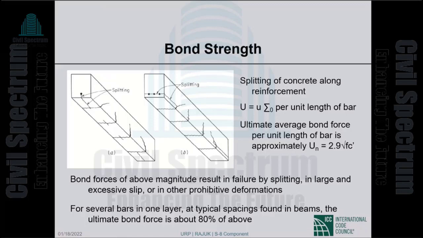For several bars in one layer, instead of the one bar as in the last picture, at typical spacing found in beams, the ultimate bond force is about 80% of above. So with closely spaced reinforcement, the splitting can start at 80% of this value of 2.9 square root of f sub c prime. This is all very, very important stuff, and the basis always is experimentation, pretty thorough, systematic investigation.